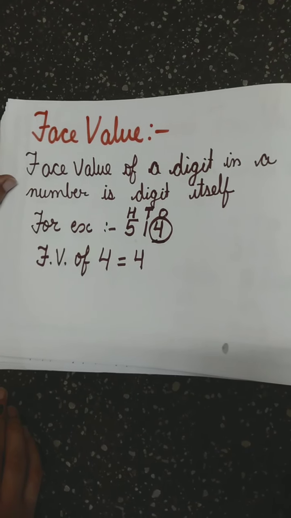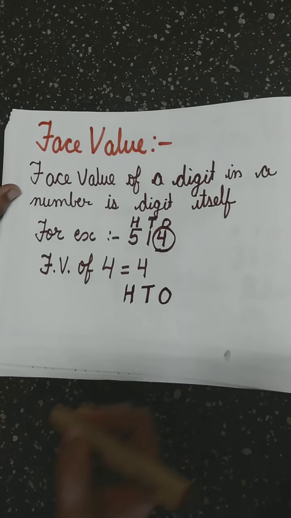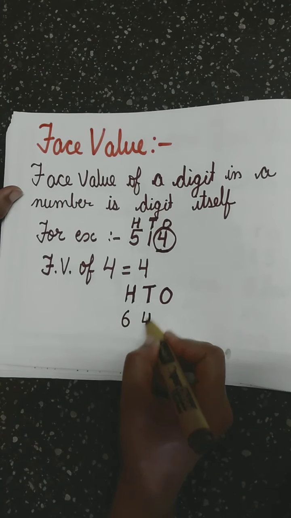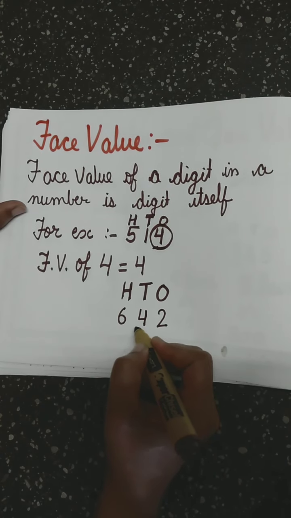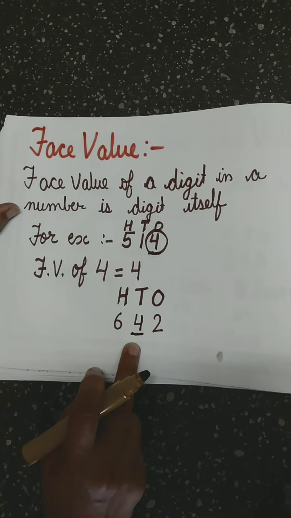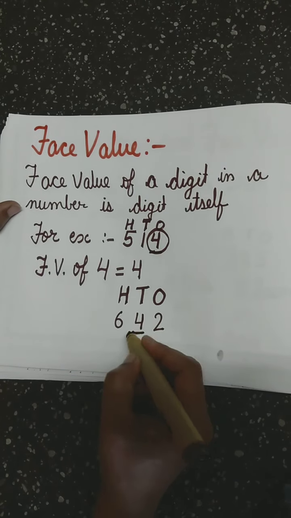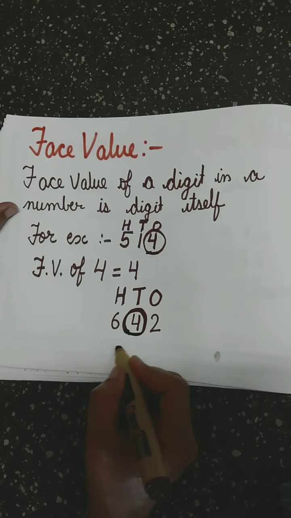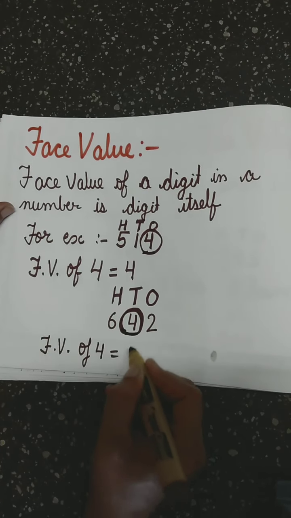Now let's take one more example. So here we are taking one more example, and that is 642. So in this we have to find out the face value of number 4. So again we have to find out the face value of 4. So we will not see on which place it is standing, but we will just see the number itself, and that is 4. So we will write: face value of 4 is equal to 4.